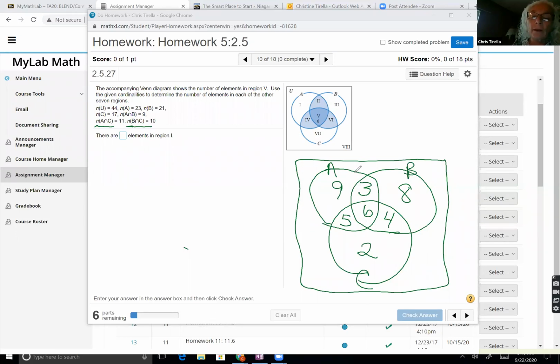Then when we add all that up, 23, 33, 34, 35, 36, 37. We've got 37 in there, so we need 7 more. Somebody check my arithmetic, because sometimes when I try to do that in my head.